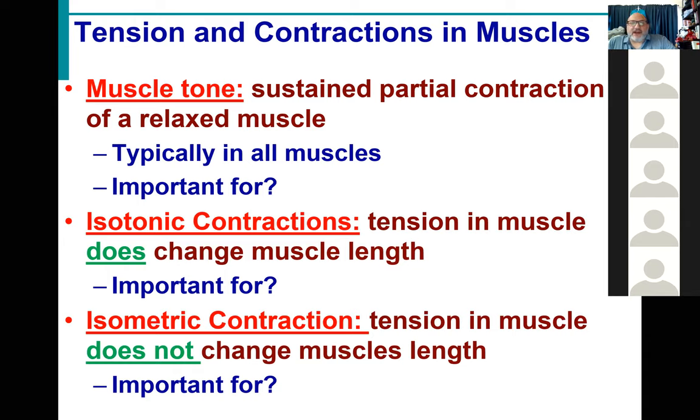Now that we have an idea of what types of contractions these are, when would we use isotonic contractions? What do we use isotonic contractions for? Yeah, exactly. Walking is a great example. Moving the body through space. Lifting those groceries is an example. Walking into the house is an example. Grabbing the handle of the door and opening it. All of those are examples of isotonic contractions. What do we use isometric contractions for?